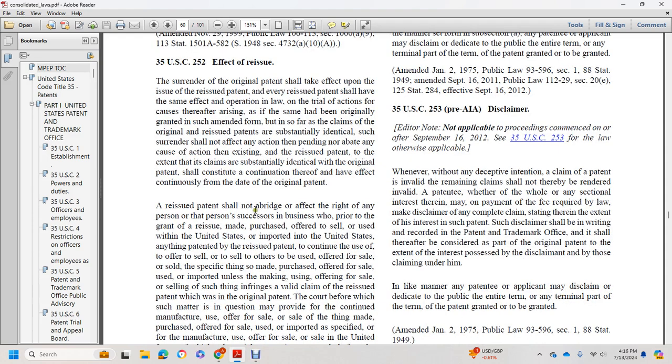Alright, Title 35, United States Code 253, pre-American Inventors Act. Disclaimer.